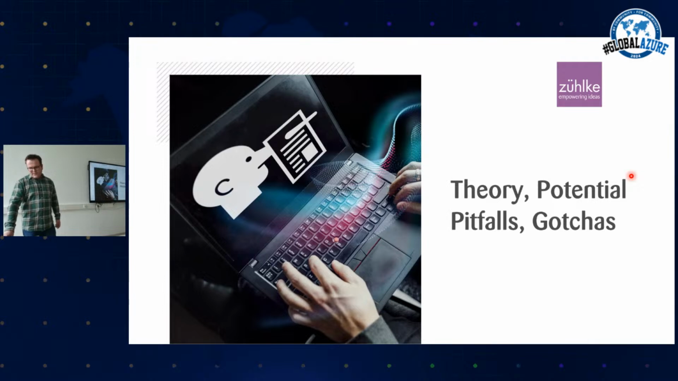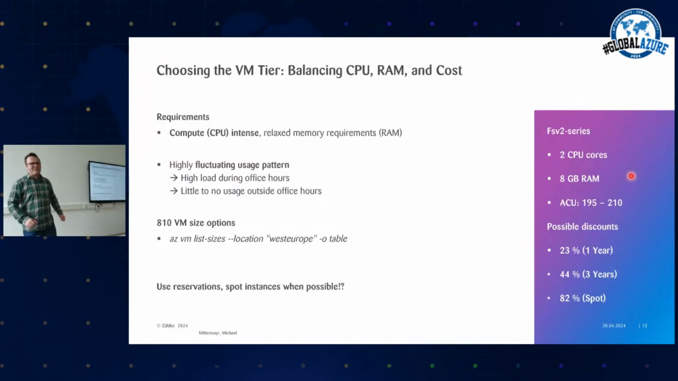So going into some theory, potential pitfalls and gotchas throughout the project, or in other terms, there is some fake news on what cloud providers tell you they are capable of, or I would claim so. Choosing the appropriate VM tier, in our case: as I said, we have the requirement of a very CPU-intense machine, as we use a lot of CPU time for our computations.